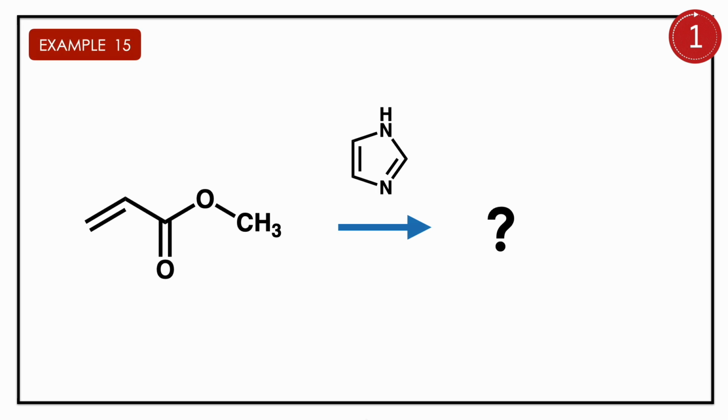Then the next example, you have an alpha beta unsaturated ester, which is a methyl ester. You are reacting with imidazole. You should find what will be the final product.